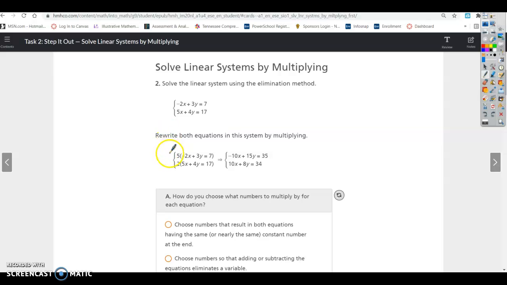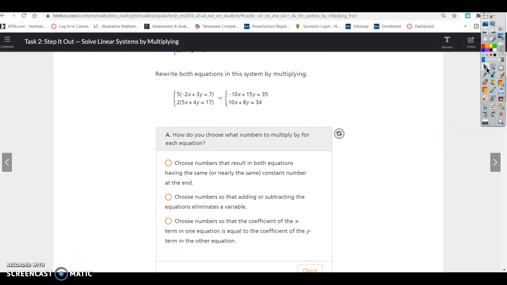So it looks like here it says rewrite both equations in the system by multiplying. They chose to eliminate the x's. Like I said, both of these are multiples of 10. So they multiplied the whole first equation by 5 and the whole second equation by 2. And that way they've got negative 10 and 10. And now when they add these equations together, it eliminates. And that leaves only one variable, which is then easy to solve for.